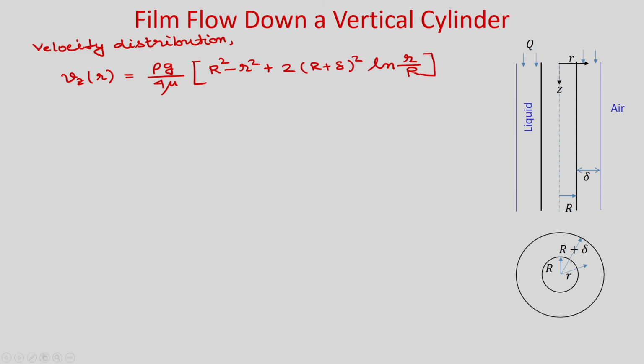Okay. So, if you plot the velocity profile, it will look like this. So, obviously, v will be 0 at the solid wall. So, velocity will look like this.